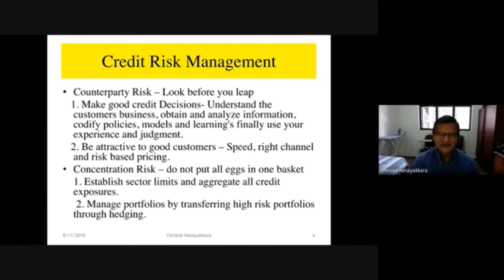So we need to establish sector limits. We need to diversify our portfolios. Manage the portfolio by transferring high risk heavy on you. I will tell you what is a risk management tool.